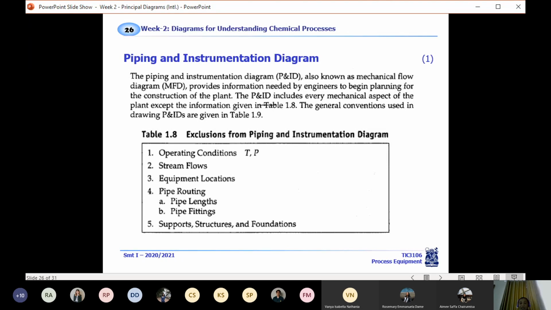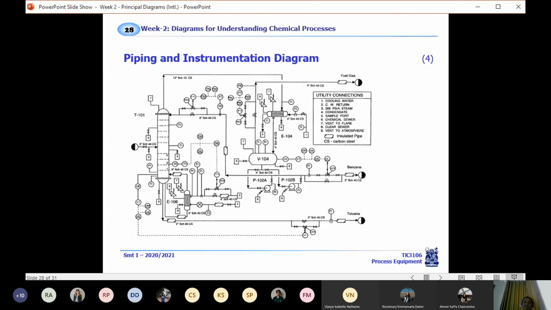Okay, I will jump directly to give you insight related with this piping instrumentation diagram. Please look at this slide. The shape is more complicated rather than the PFD. Sometimes in one sheet or on one screen of that paper, there is only one equipment. Similar like this one. This is only one equipment.